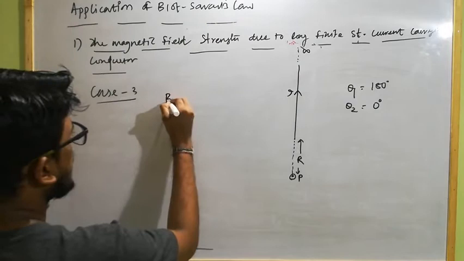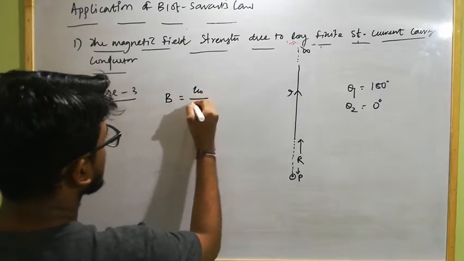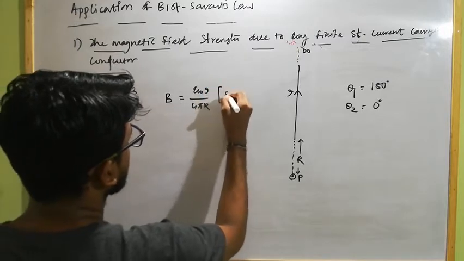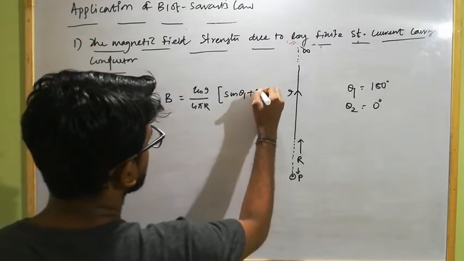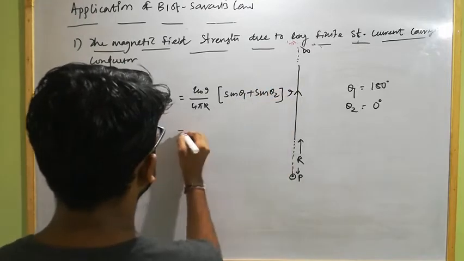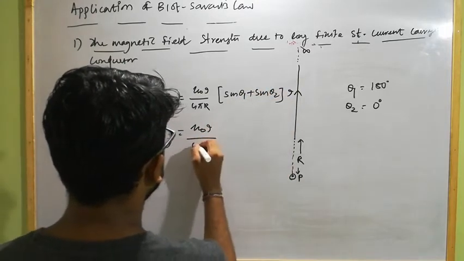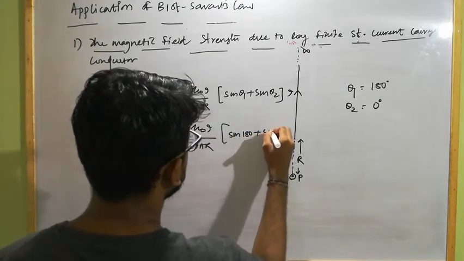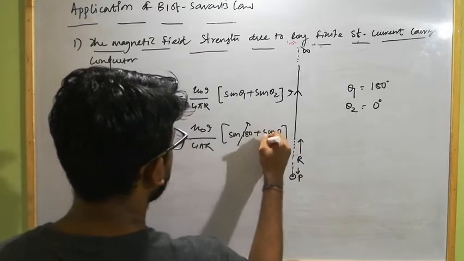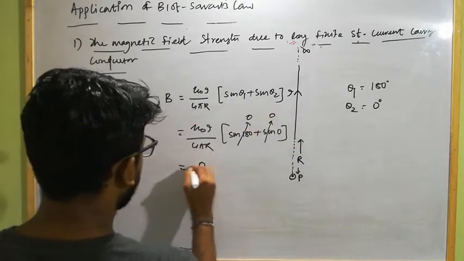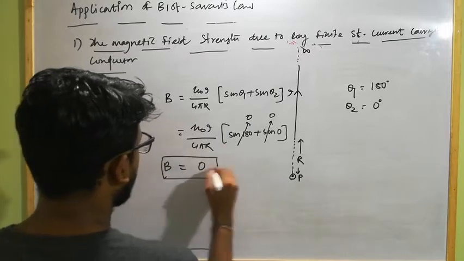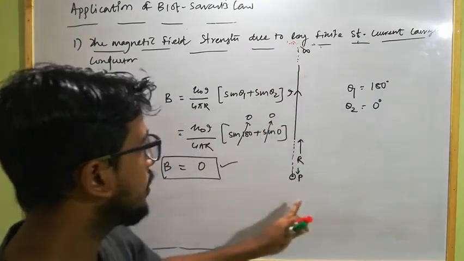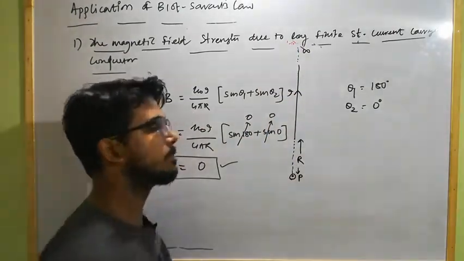So the value of B at point P will be how much? Mu naught by 4 pi R into I, sin theta 1 plus sin theta 2. It will become mu naught I by 4 pi R, sin 180 plus sin 0. These two are 0, so the net magnetic field strength at point P will be 0. So when the point of observation is along the current carrying conductor, the magnetic field strength at this point will be 0.